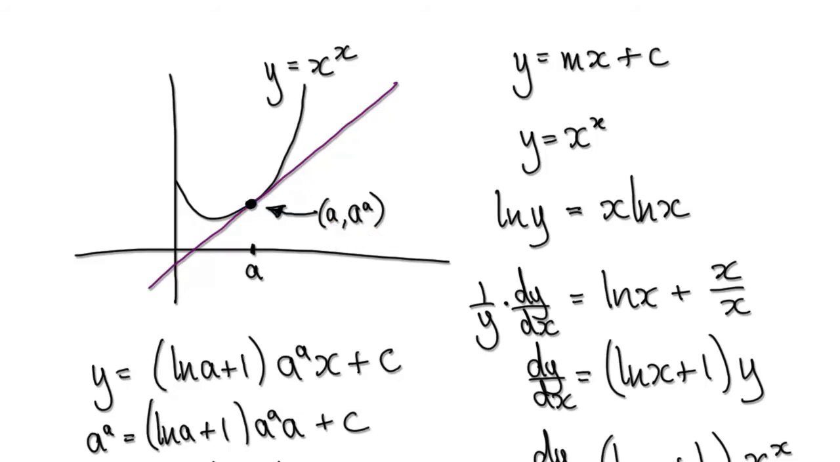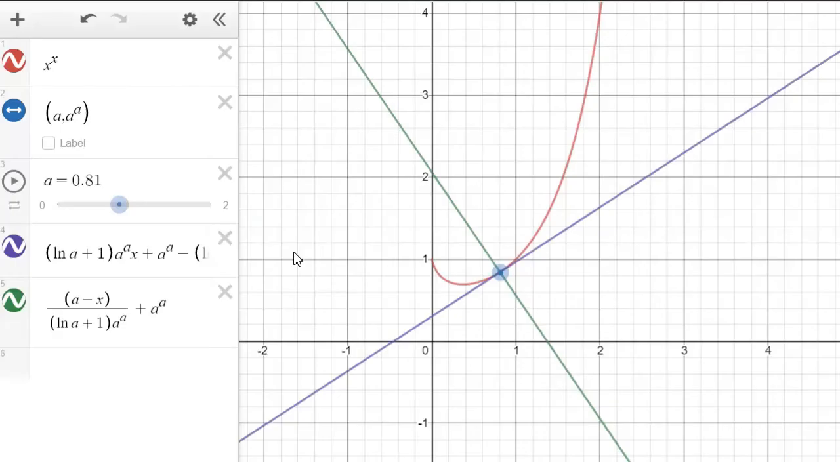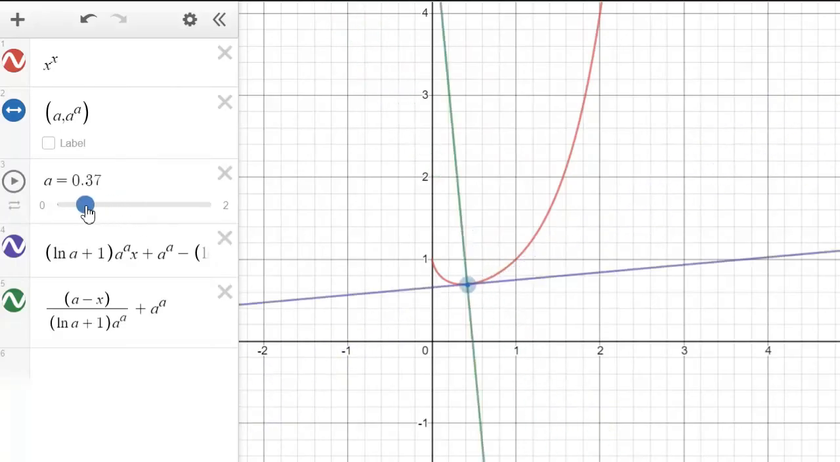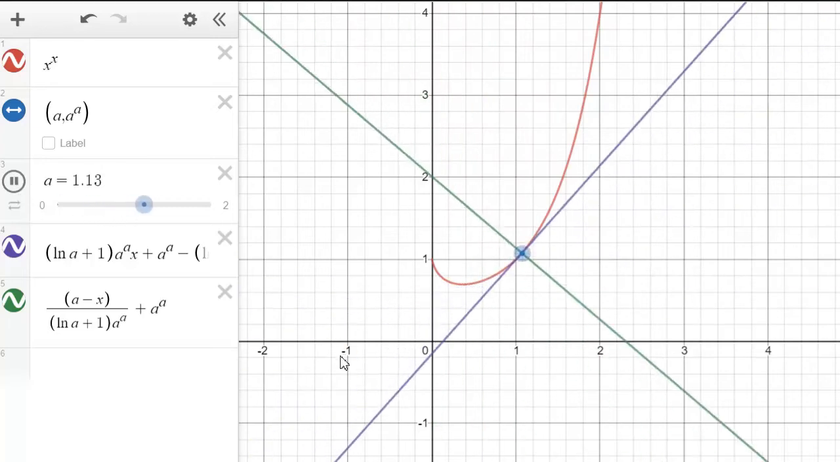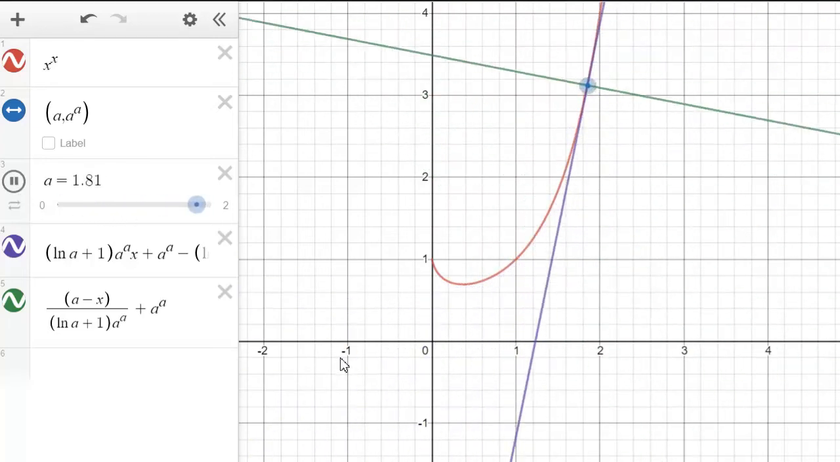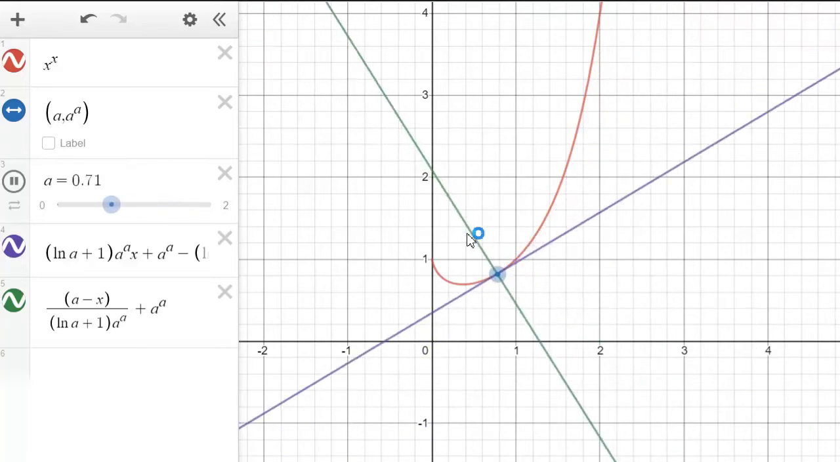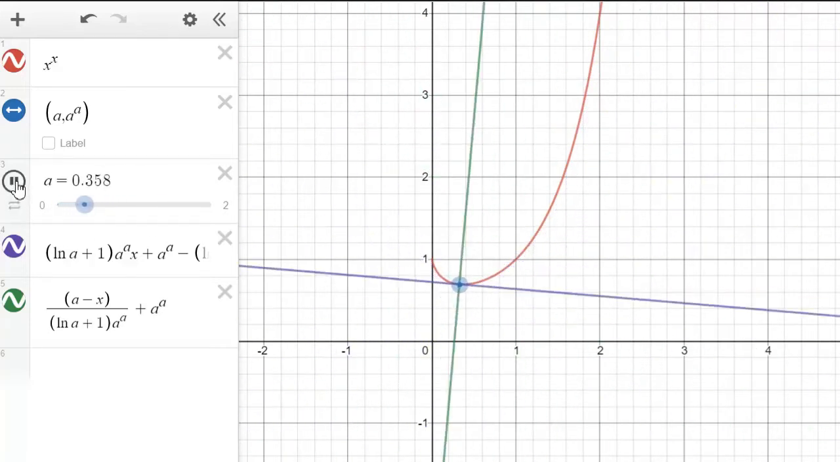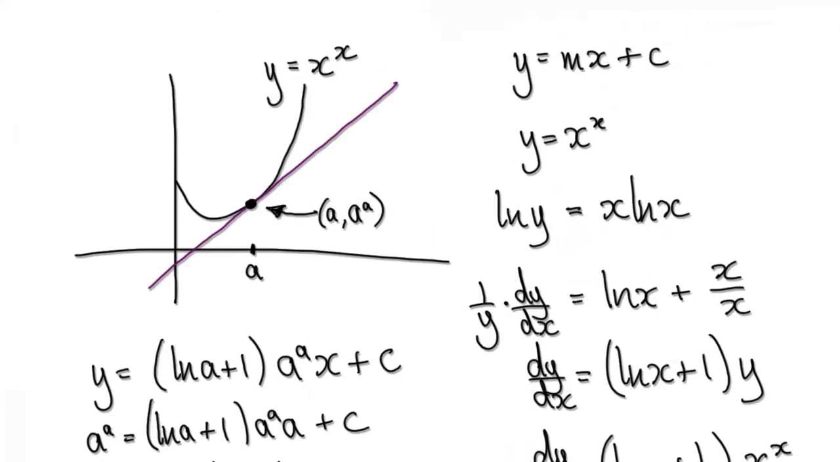If you jump to Desmos, it will look something like this. See, this point here is a comma a. As you slide it, it will draw the tangent line and the normal line. Our aim is to find those two equations. So jump back to here.